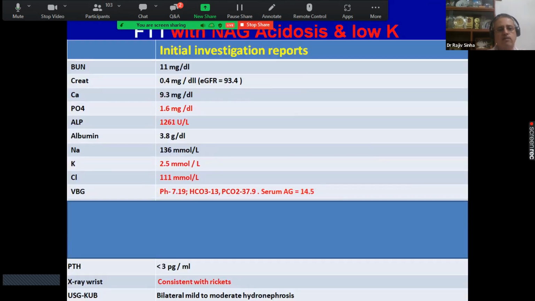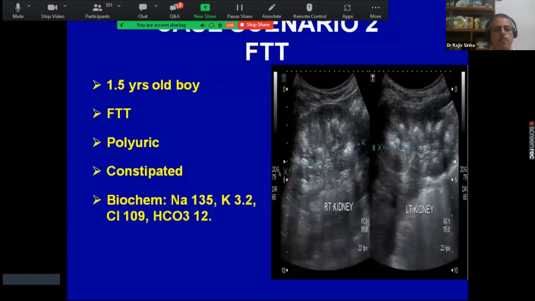But the pattern which is primarily coming up from here is the normal anion gap metabolic acidosis with hypokalemia. The anion gap is 14.5, which is within the normal range. So it is a pattern of a normal anion gap metabolic acidosis with hypokalemia. We will come back to this child later on.